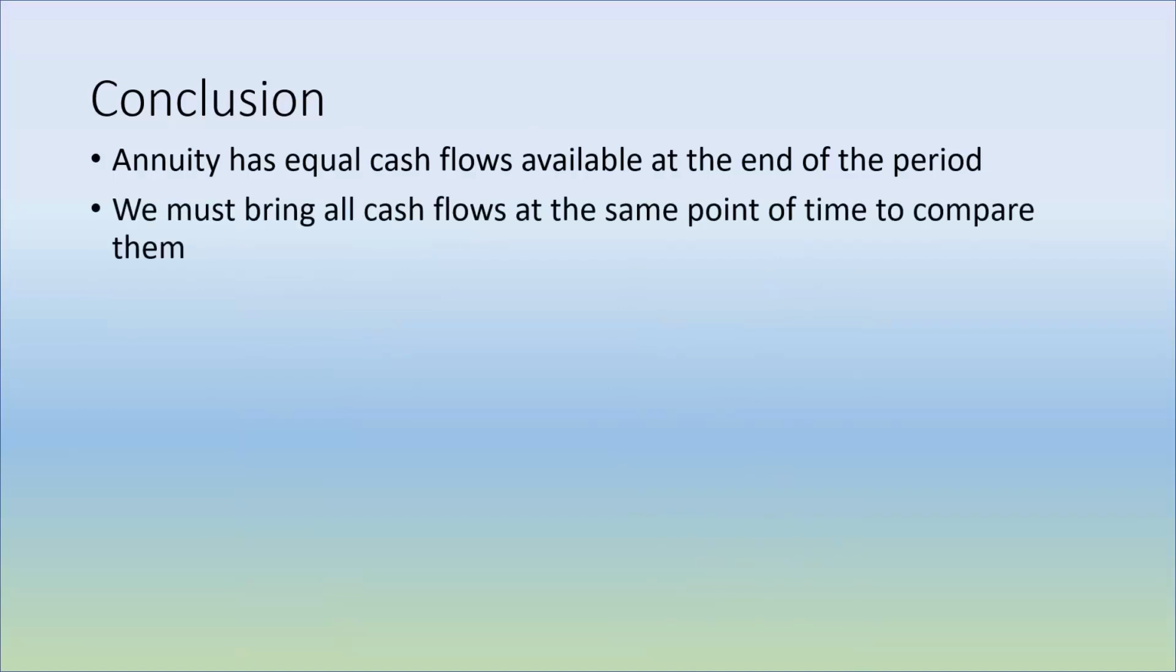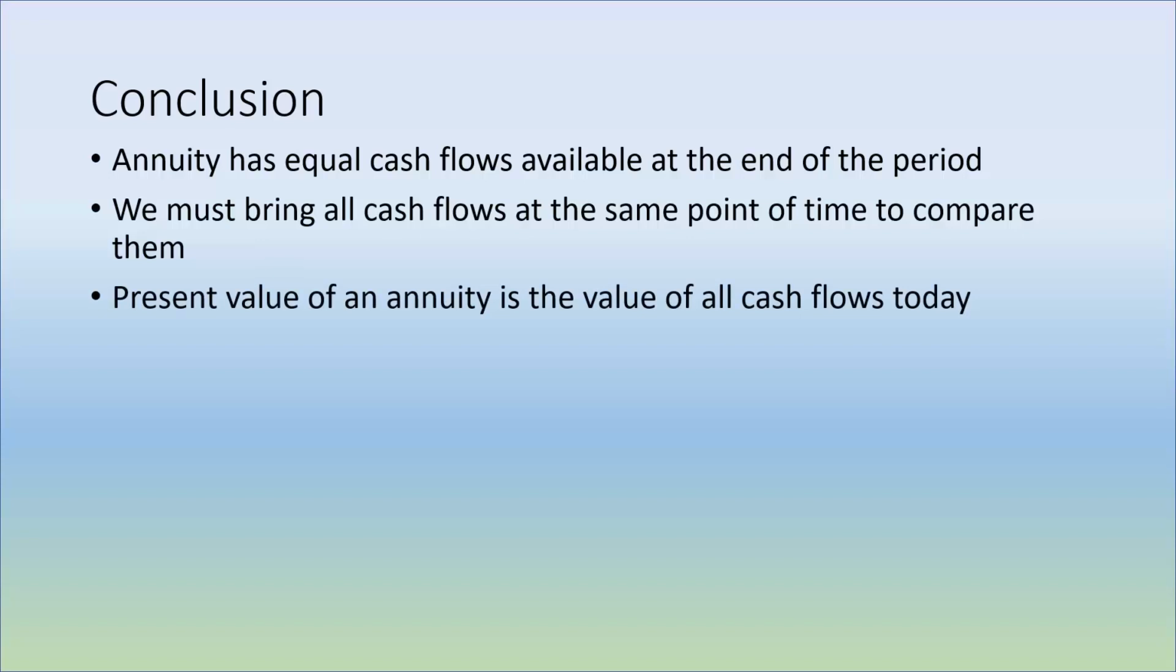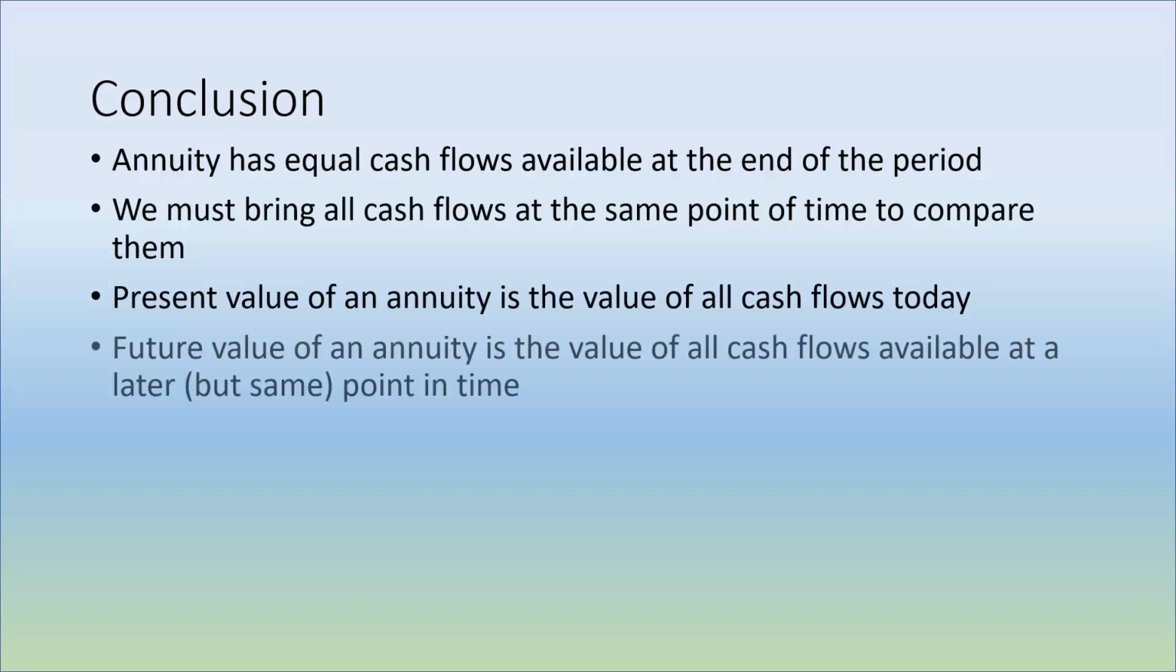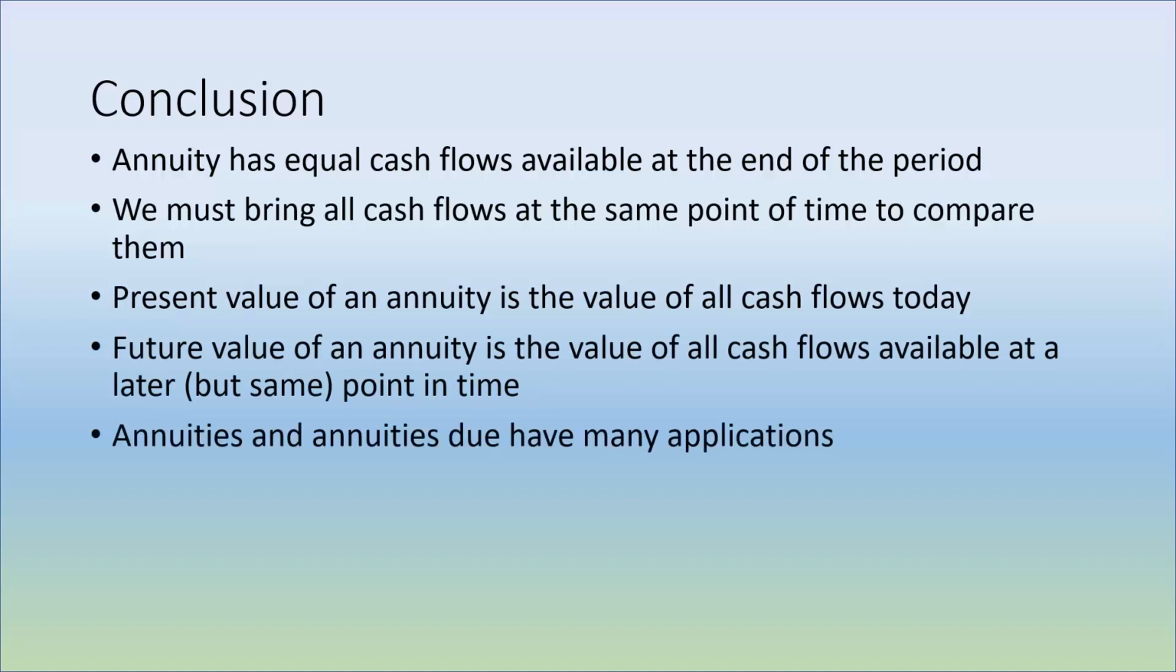All right, to conclude, an annuity has equal cash flows available at the end of the period. An annuity due has equal cash flows starting right away. We must bring all the cash flows to the same point in time to compare them. The present value of an annuity is the equivalent value of the cash flows today. The future value is this same equivalent value in the future, at the same point in time, not at different points in time. Annuities and annuity dues have many applications, one of which we saw in this presentation.